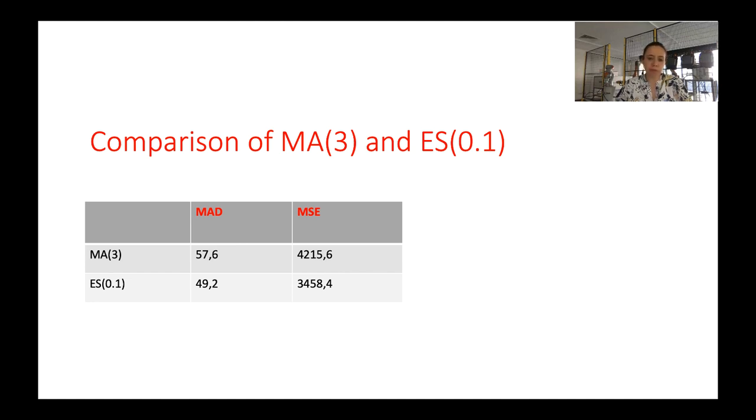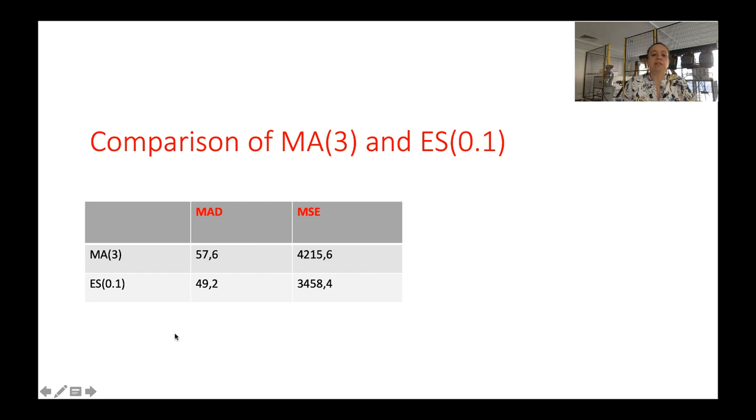Now let's compare the forecast values that we obtained from the moving averages and exponential smoothing methods. You know, we applied both of the methods to the same example. And now I take the n value as 3 for the moving averages method, and I take the alpha value as 0.1 for the exponential smoothing method. And this table shows the mean absolute deviation and mean square error that I obtained by using both of the methods. As you can see, both of the measures are higher in the moving averages method.